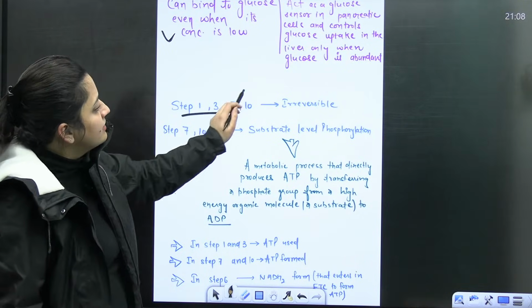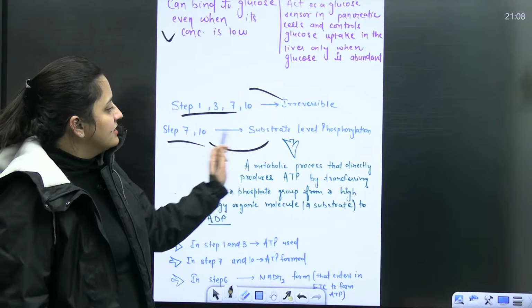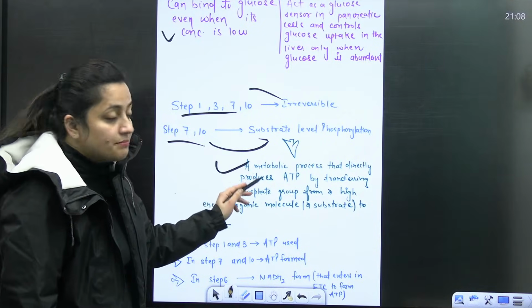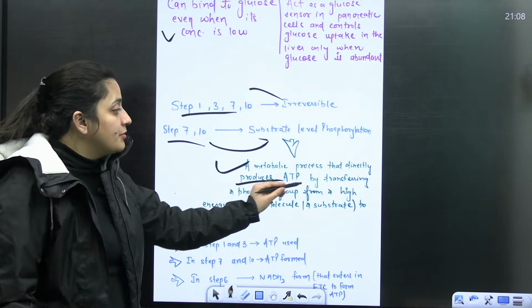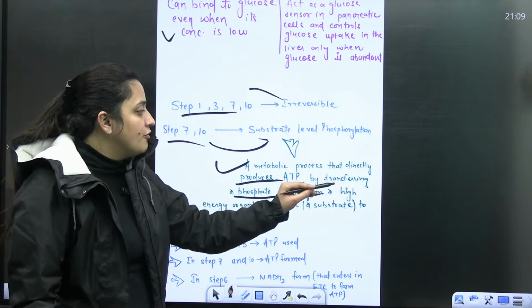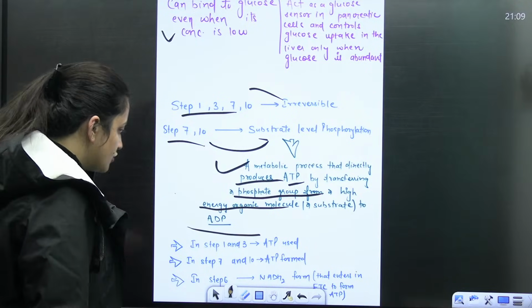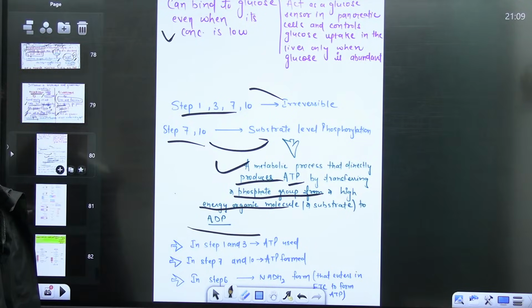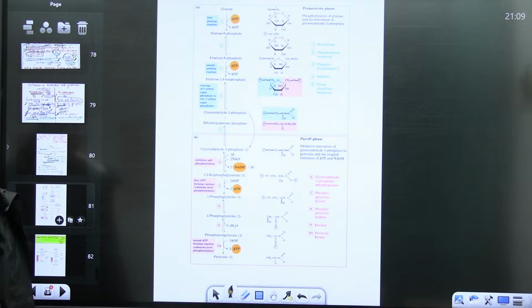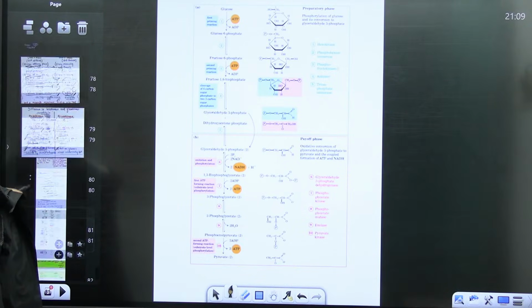Chaliye, done. So steps 1, 3, 7, 10 are irreversible, and 7, 10 are substrate level phosphorylation. So it's a metabolic process that directly produces ATP by transferring a phosphate group from a high energy organic molecule to ADP. Understood? So you should also know where that NADH2 is also formed. So here also I have added this.